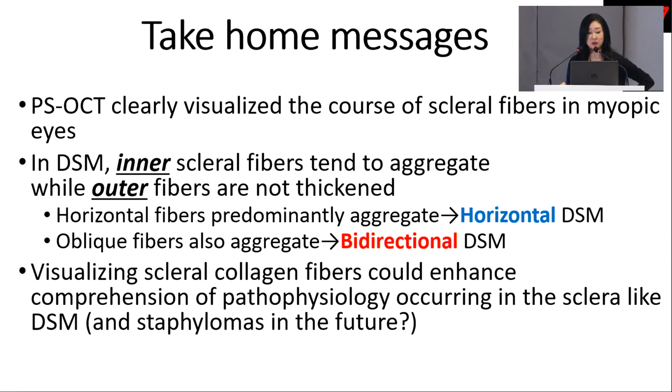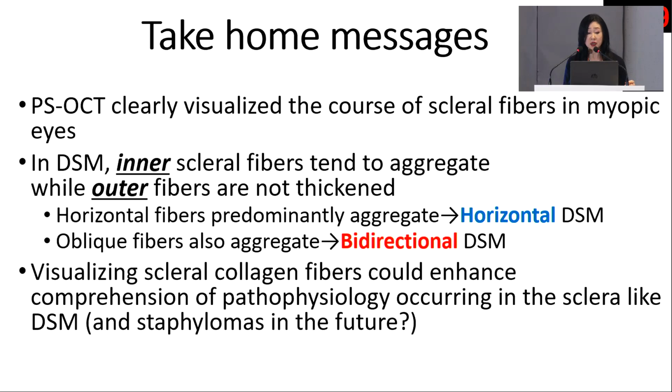So in summary, PS-OCT clearly visualized the course of scleral fibers in myopic eyes. In dome-shaped macula, inner scleral fibers tend to aggregate, while outer fibers are not thickened. And when horizontal fibers predominantly aggregate, it causes horizontal dome. And when oblique fibers also aggregate, it causes bidirectional dome.